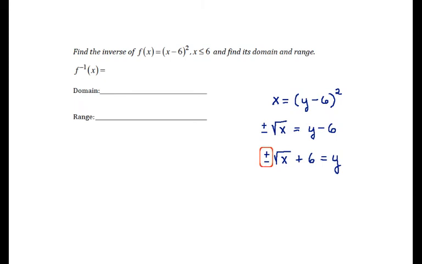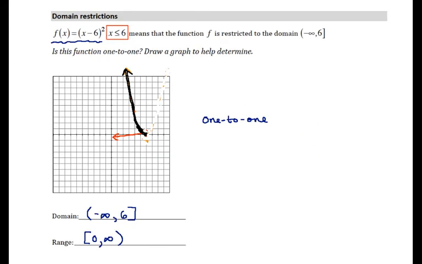This doesn't look like a function with the plus or minus. I have to resolve which of these I really have in my inverse. Is it the positive square root or the negative square root? And to do this, I have to look back at the graph, or at least the domain and the range of the function that I already graphed that I'm taking an inverse of. So returning to that function, notice that it has domain from negative infinity to 6. This has to be the range of my inverse. And it has a range from 0 to infinity. This has got to be the domain of my inverse.